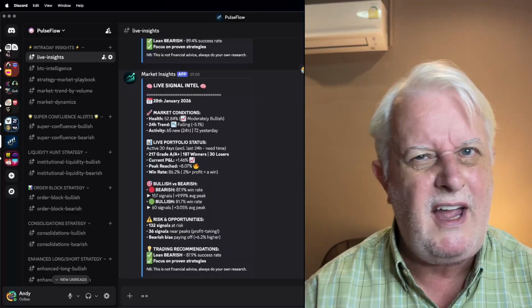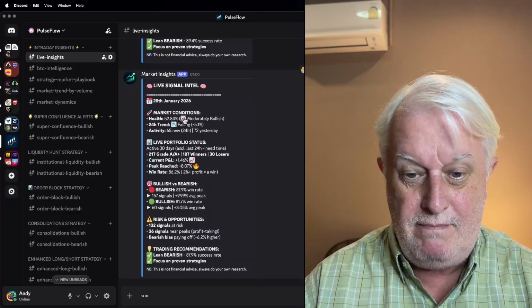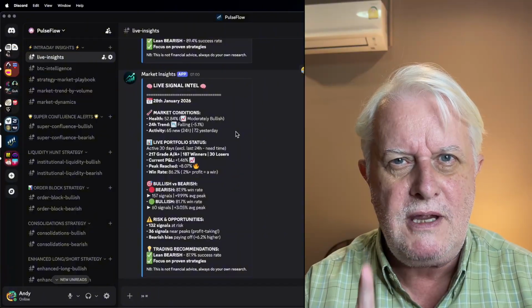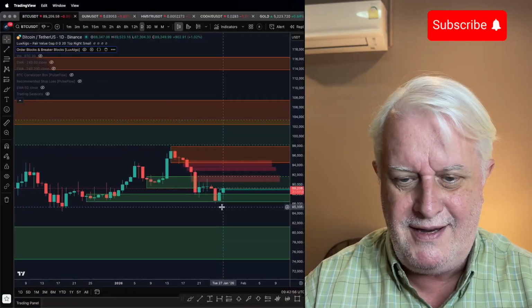market within PulseFlow. I have all this data, so why not use it? Okay, moderately bullish. That's a change from yesterday. Let's have a look to see. BTC must have held that order block, and it did.